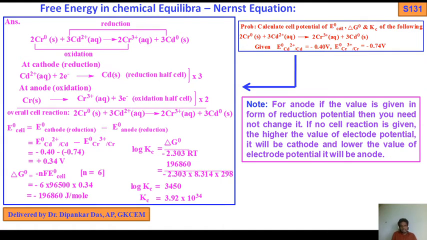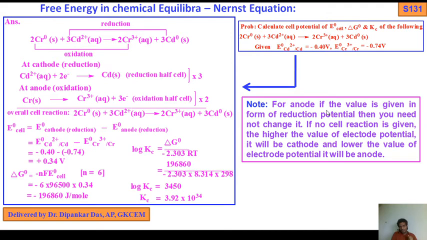If E° cell is negative, then it will be a non-feasible reaction. E° cell should be positive for ΔG to be negative, that is spontaneous. If E° is negative, then ΔG will be positive, not spontaneous free energy. Okay, so that's why this is a very important problem.